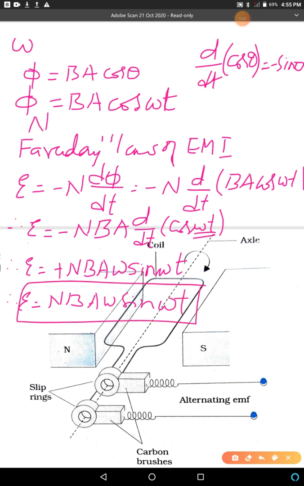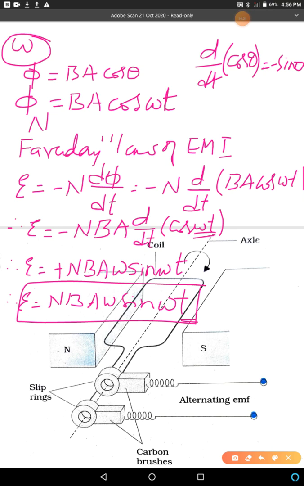This is the expression for instantaneous EMF. Why do we call it instantaneous EMF? Because t is there. At any instant t, whatever time t it is, the EMF induced will be equal to n, the number of turns of the coil, B the magnetic field strength, A the area of the coil, omega the angular speed of the coil, into sin omega t. So this is the expression for the induced instantaneous EMF.